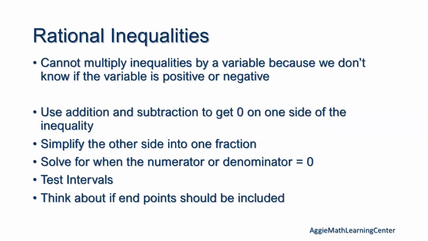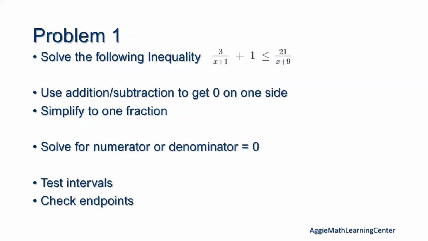Rational inequalities: you cannot multiply inequalities by a variable because we don't know if the variable is positive or negative. You use addition and subtraction to get 0 on one side of the inequality. So you have two fractions on one side, and a lot of times there'll be one number on the other. You want to set it equal to 0 because it's a lot easier to find solutions if one side is equal to 0. And so here's problem 1.